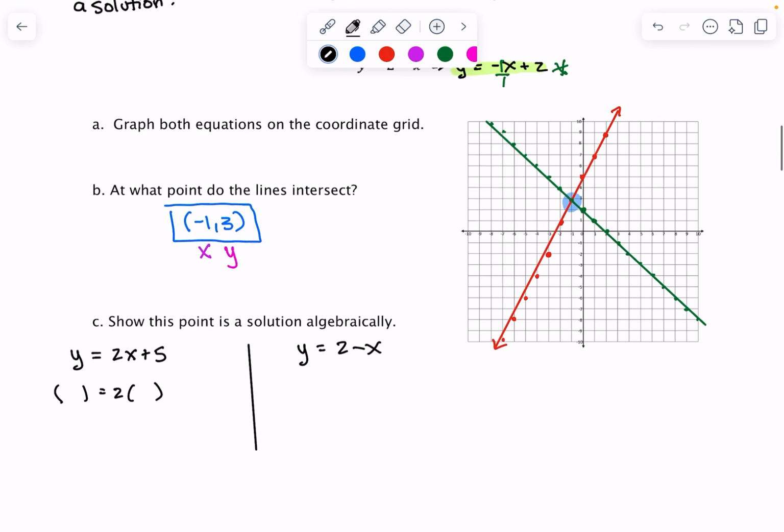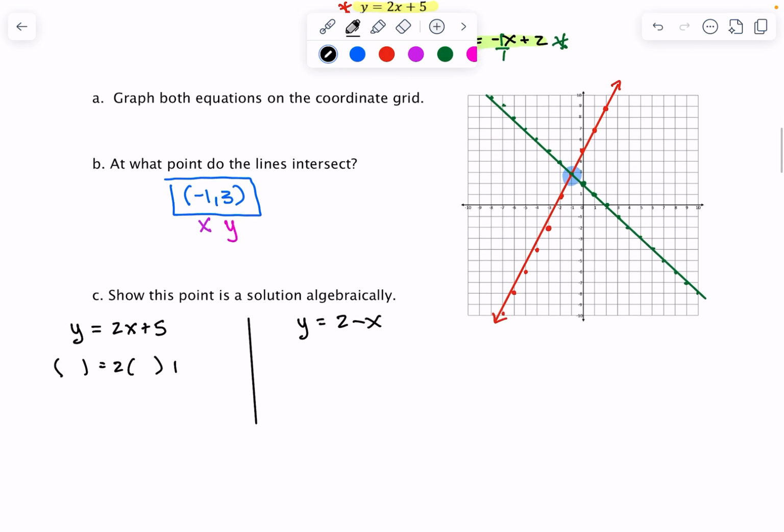I'm going to scroll up here a little bit. Then the plus 5. So now I'm plugging in -1 for the x, and for the y, I'm plugging in 3, and I'm going to see if this works. So the parentheses drop with the 3. 2 times -1 is -2. Bring down that 5, and 3 does equal 3, so it does work in the first equation.